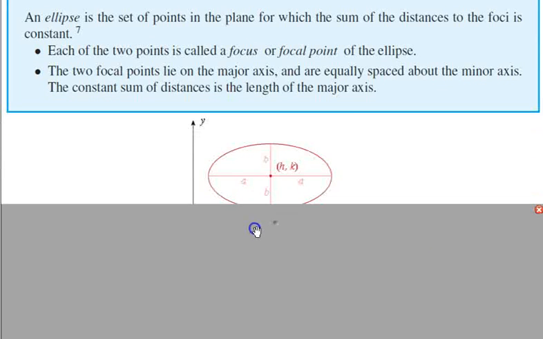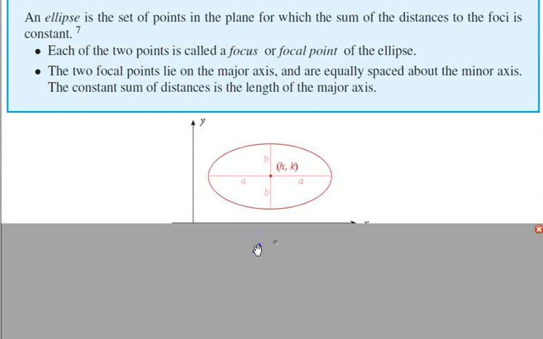So let's consider this ellipse right here. We know how to draw an ellipse given H and K and A and B, where A is obviously in this picture larger than B, so the major axis is the horizontal axis. But let's say, for example, that I want to make a right triangle such that the length of the hypotenuse is A and the length of one of the legs is B. What would that look like?